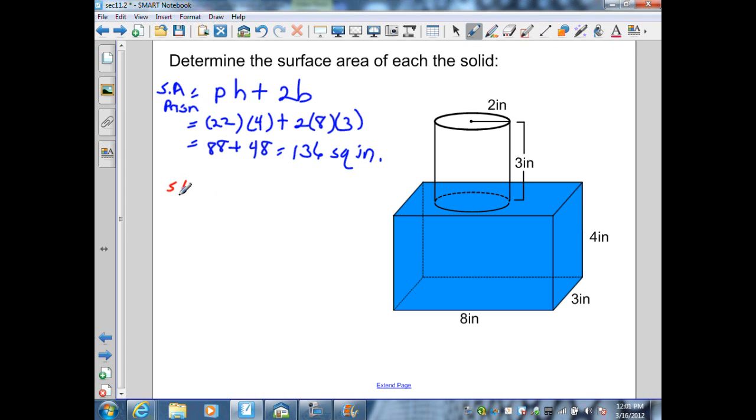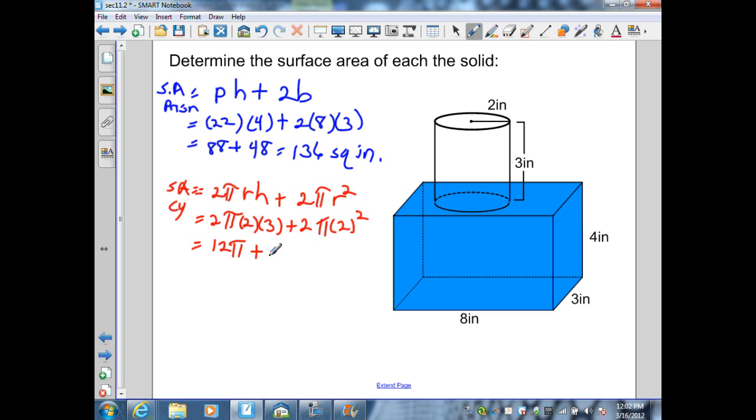When I find the surface area of the cylinder, I'm going to use 2 pi rh plus 2 pi r squared. And here, 2 times pi, r is 2, the height is 3, plus 2 pi r squared, r is 2 squared. And when I simplify, that's going to give me 12 pi plus 8 pi, which gives me 20 pi, 62.8 square inches.